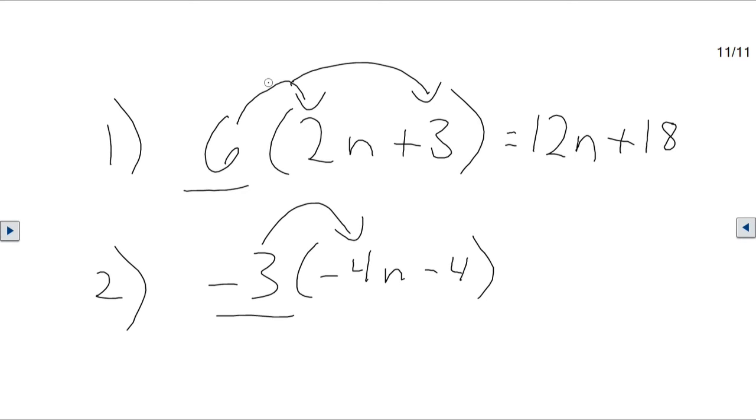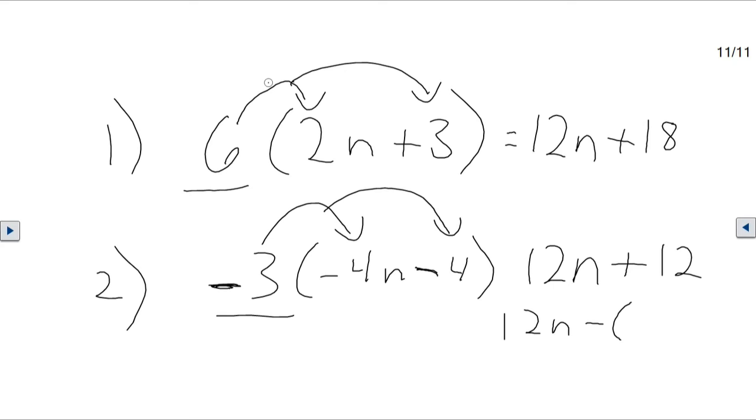Okay, on that second one, we're going to take that negative 3, and we're going to first distribute it to the negative 4n. So negative 3 times negative 4n is positive 12n. And then we're going to distribute here. And again, we've got that minus sign and a minus sign, right? So we know those are two negatives that are going to turn to a positive. So plus, and then 3 times 4 gets us 12.